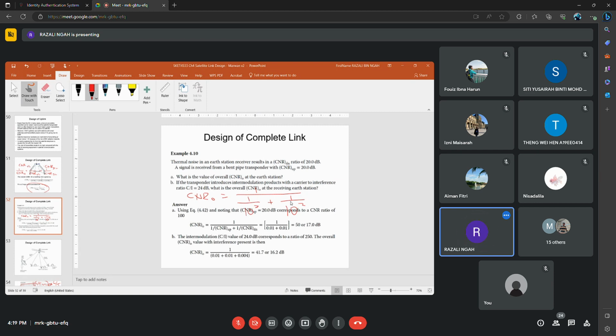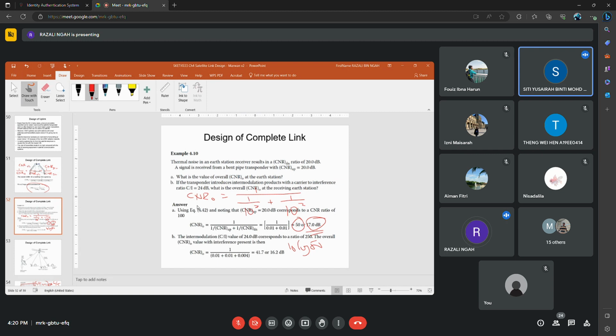Same thing here, you change from dB to linear. So 1 over the bottom one, 0.01 plus 0.01, so 1 over 0.02. You will get 50 in linear. Then you take 10 log 50, and you get the overall CNR in dB. 10 log 50 gives you 17 dB.